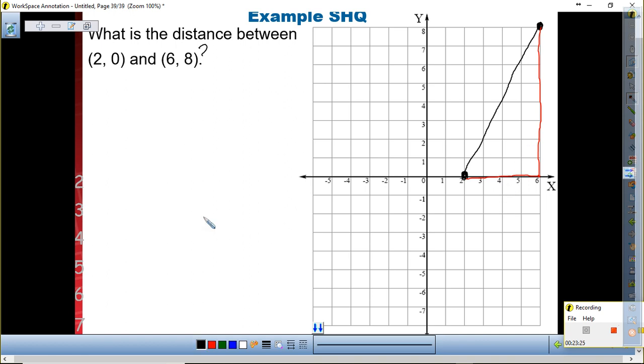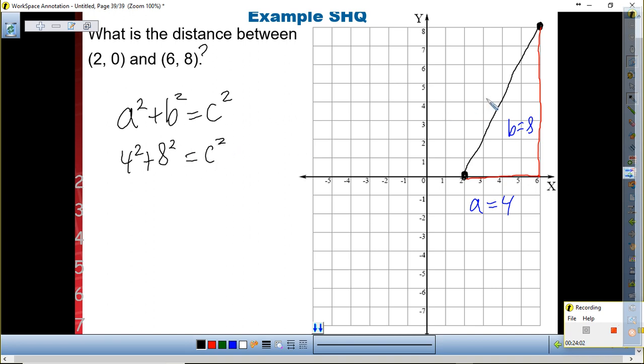So let's do the process. What is the first step, everyone? Write your formula. A squared plus B squared equals C squared. What is step 2, everyone? Identify. So A equals to what? 1, 2, 3, 4. What is B? 1, 2, 3, 4, 5, 6, 7, 8. And then step 3, we substitute. So that is 4 squared plus 8 squared equals C squared.